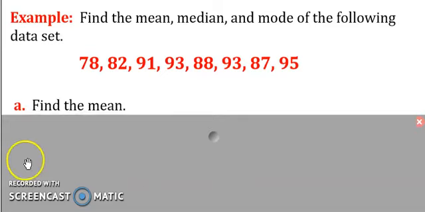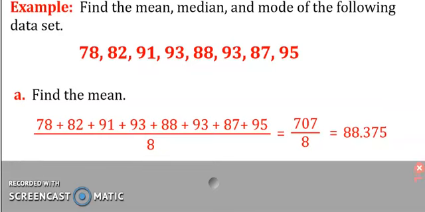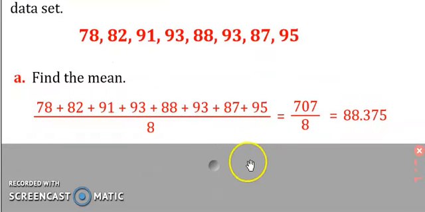So first off, finding the mean. I'd have to add all these values together. So 78 plus 82 plus 91, and so on and so on. And I would divide by how many numbers there are. Well, there are 1, 2, 3, 4, 5, 6, 7, 8. So I'd divide by 8 values. And I would get my average, or the mean, of 88.375.